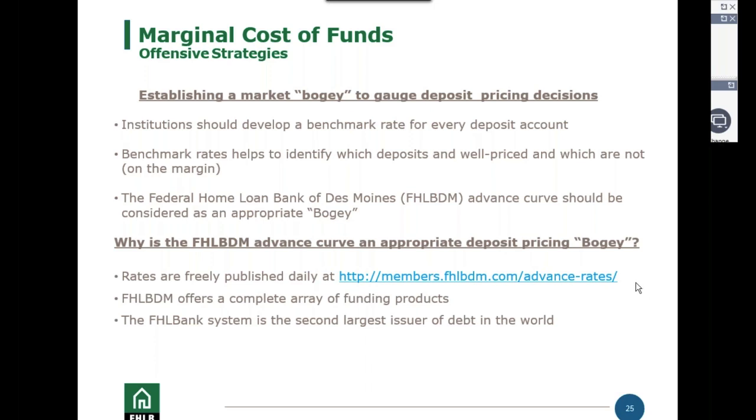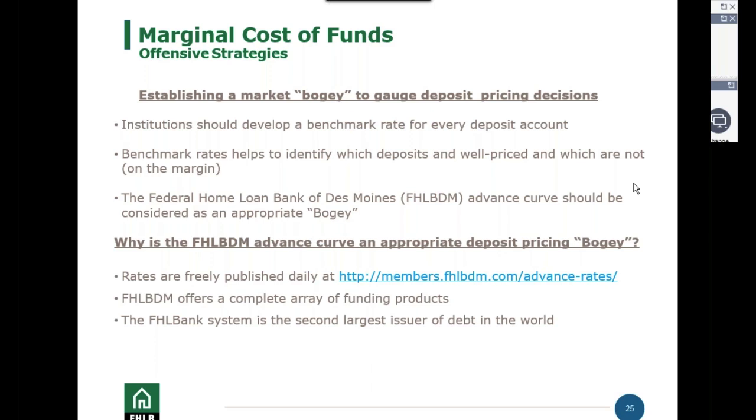The benchmark rate will help you identify which deposits are well priced and which are not priced at the margin. The Federal Home Loan Bank of Des Moines makes our pricing curve available each day. The rates are free. Published daily at our website, we have a link to our advance pages. We offer a complete array of funding products. Now, I'm not advocating that you have to use Federal Home Loan Bank products. I'm advocating that as a proxy to pricing your deposits, you can use our advance curve.